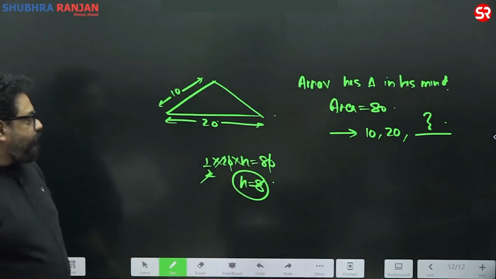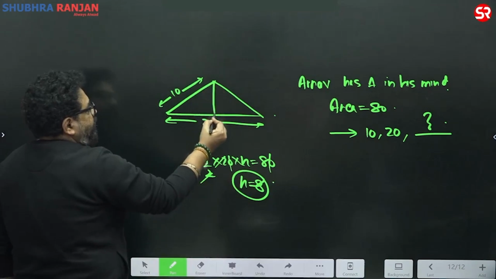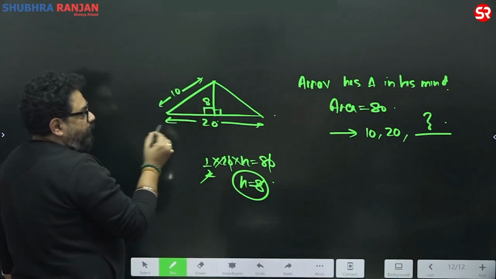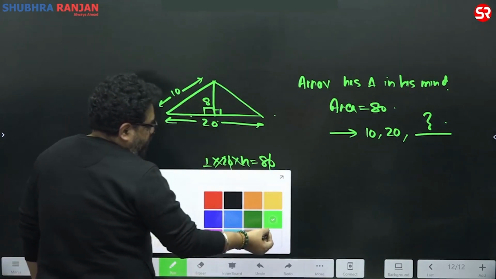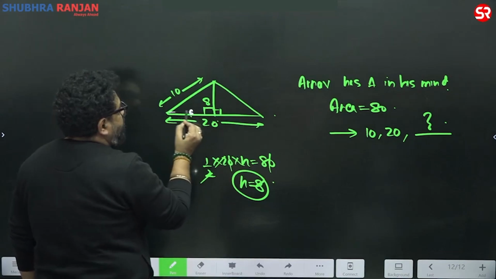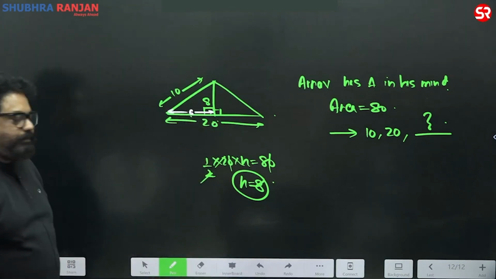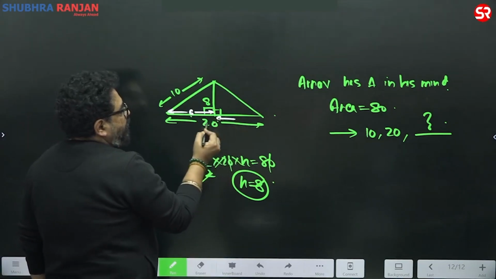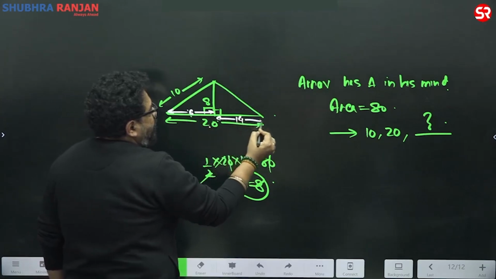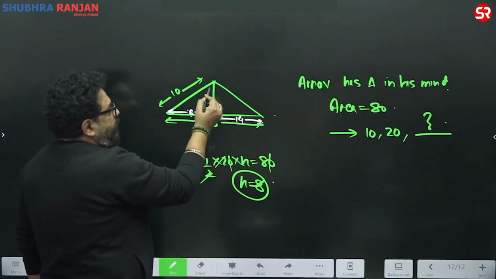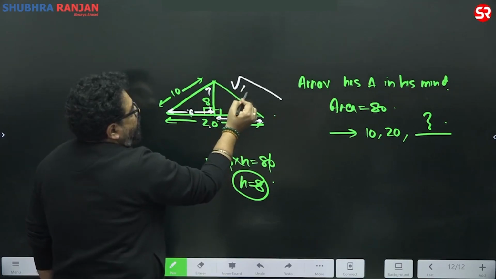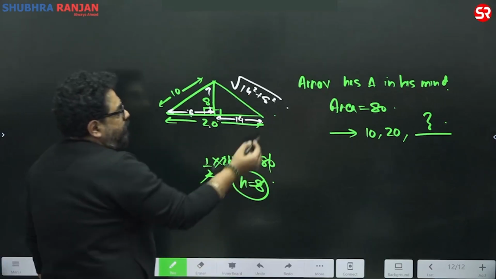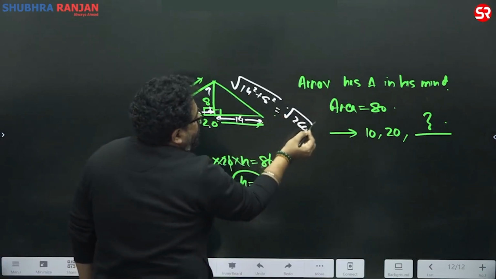Let's take it as 8, okay. Once you take the height as 8, look here, guys. If this is 8, this is 10, what would be this? Apply Pythagoras, 6. Pythagorean triplet, 6. Yes, if that is 6, then this will be 14. 20 minus 6 is 14. If this is 14 and this is 8, then what would this be? Under root of 14 square plus 8 square, root 260. Answer.